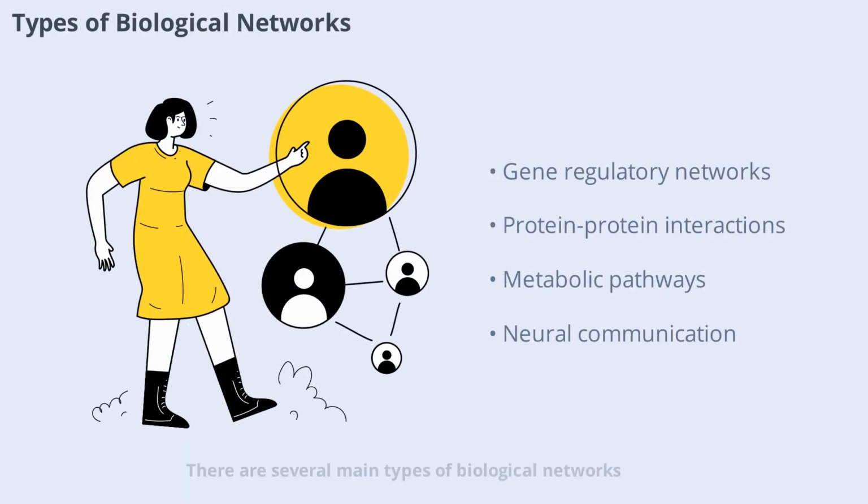There are several main types of biological networks, each with its own unique features. For example, gene regulatory networks control how genes are turned on and off, while protein-protein interaction networks show how proteins work together to carry out cellular tasks. Metabolic networks map out the chemical reactions that keep cells alive, and neural networks illustrate how nerve cells communicate. Each type of network has a distinct structure, but all share the common goal of coordinating biological processes efficiently.